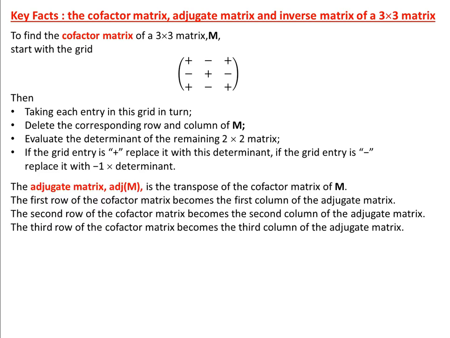The adjugate matrix is simply the transpose of the cofactor matrix, and that is the first row of the cofactor matrix becomes the first column of the adjugate matrix, the second row of the cofactor matrix becomes the second column of the adjugate matrix, and the third row of the cofactor matrix becomes the third column of the adjugate matrix.